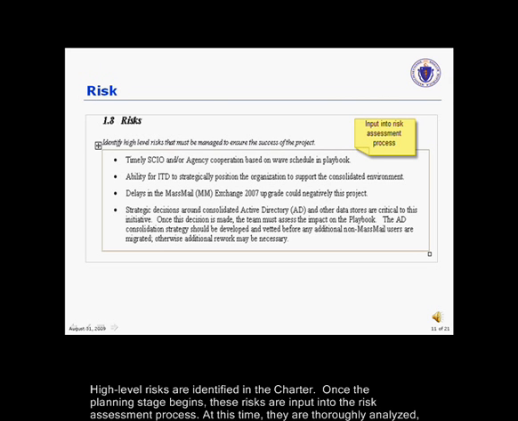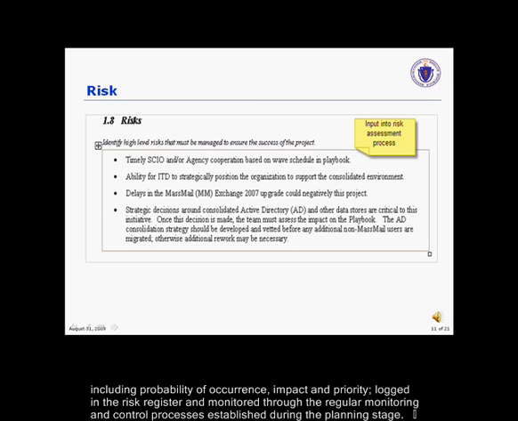High-level risks are identified in the charter. Once the planning stage begins, these risks are inputs into the risk assessment process. At this time, firstly, they are analyzed, including the probability of occurrence, impact, and priority. Secondly, they are logged in the risk register and monitored through the regular monitoring and control processes established during the planning stage.